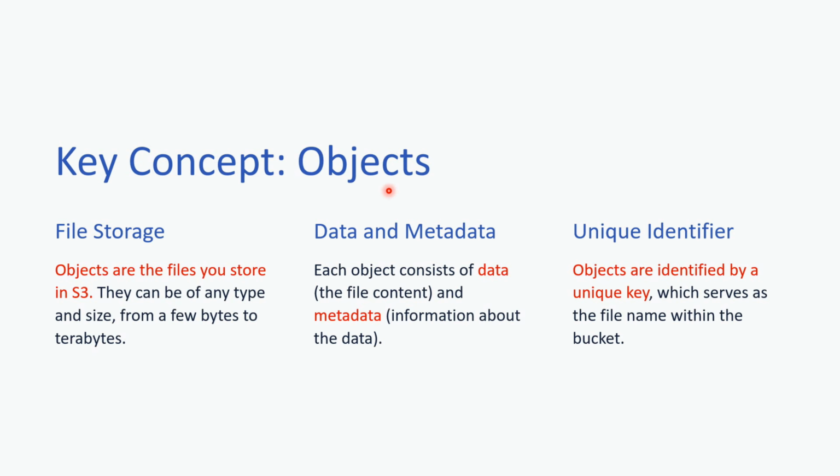What are objects? Objects are files you store in S3. The files can be of any type and size, from a few bytes to terabytes. Each object consists of data and metadata. Data is nothing but the file content. Metadata is nothing but information about the data. Objects are identified by a unique key, which serves as the file name within the bucket.